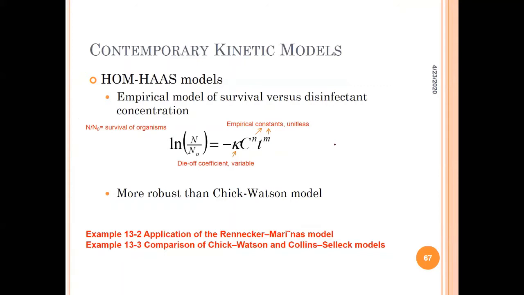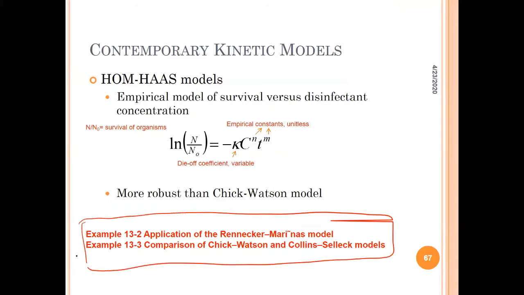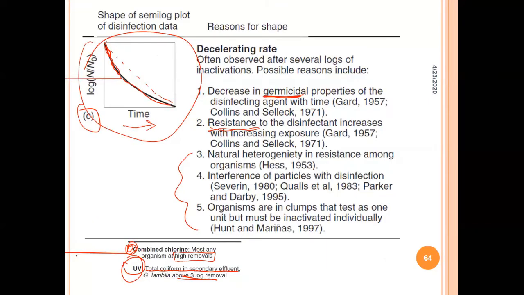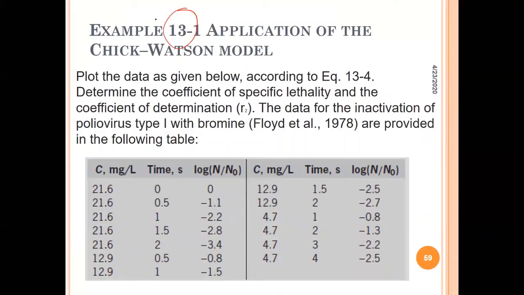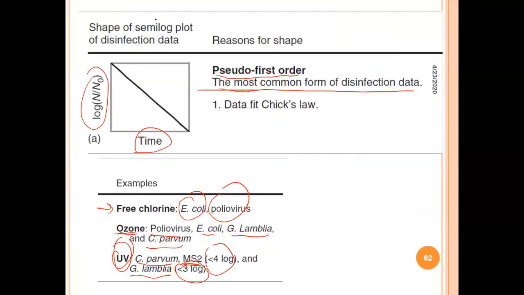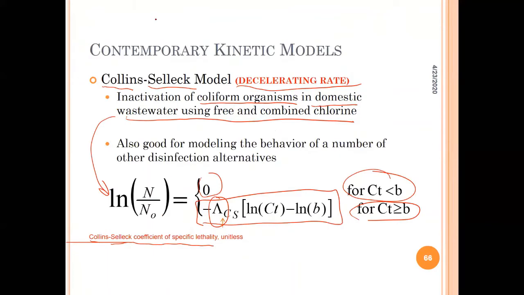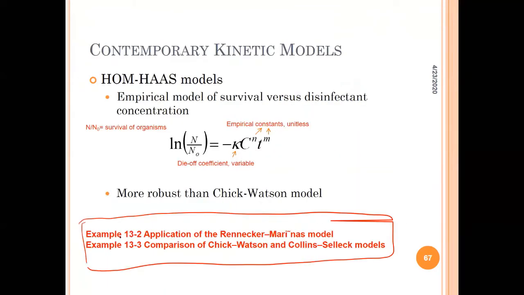So please read the relevant section of the book, Water Treatment Principles and Design, the big book, and solve examples 13-2 and 13-3. The 13-1 we have already solved. This one was 13-1, which is the Chick-Watson model. So please solve 13-2 and 13-3 yourself at home. Please solve the examples in your book. Please just go through them.